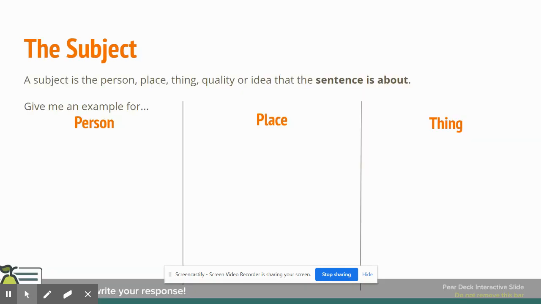So moving on, now I want you to give me some examples of subjects. So give me an example of a person, of a place, and of a thing. These are our subjects in a sentence.